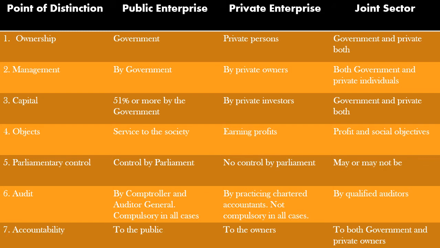The audit in the public enterprise is done by the Comptroller and Auditor General, and it is compulsory. The private enterprise is audited by practicing chartered accountants, but the auditing is not so compulsory. And in joint sector, qualified auditors do the auditing. The public sector has to be accountable or answerable to the public. The private enterprise has to be accountable to their own owners, and the joint sector has to be answerable to both the government and the private owners.